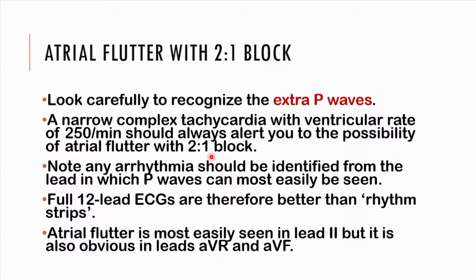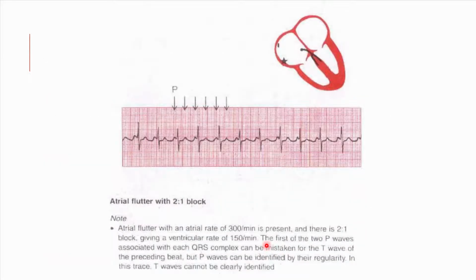And take note that to identify these arrhythmias, you should look at the lead that has the best looking P waves, or the P waves that are easy to identify, which is usually lead 2. But of course, if we have a full 12 lead ECG, please look at the rhythm strip as well. So with atrial flutter, like I said, it's very easy to identify it in lead 2, but obviously we can see it in lead AVR. And remember that the P waves and pretty much almost all the other waves are inverted in lead AVR. We can also see this in lead AVF.